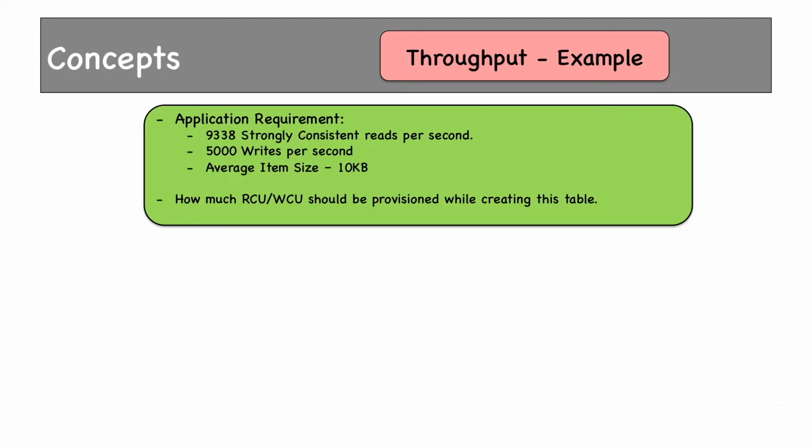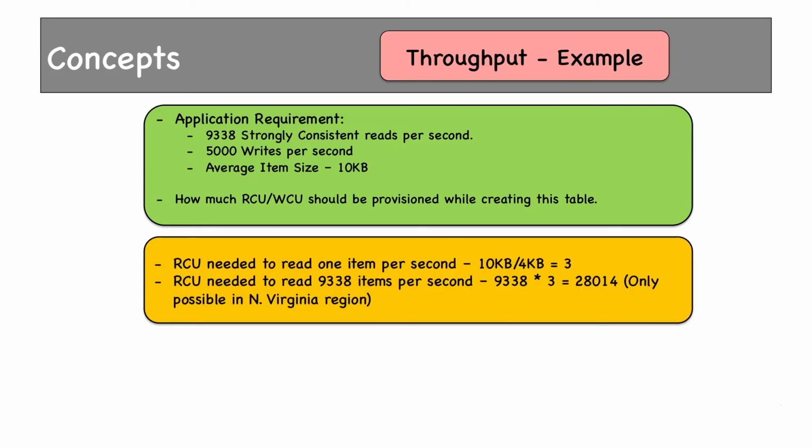Let's see some examples now. Suppose I have an application whose requirement is something like this. It needs 9,338 strongly consistent reads per second, 5,000 writes per second, and average item size they have said would be 10 kilobytes. How much RCU and WCU should be provisioned while creating this table? The way to calculate RCU and WCU is to find out the RCU or WCU needed for a single item. Once you get that, multiply that RCU and WCU with the total number of requirements.